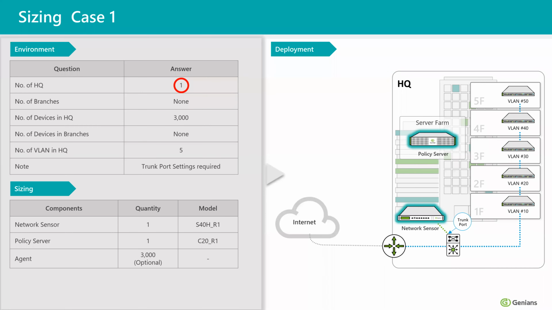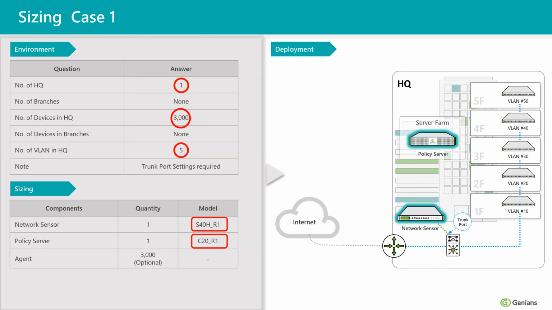The thing that we need to check is how many devices they are managing and how they design their switches in their network. Based on this information, we found that there are almost 3,000 devices in headquarters and the number of VLANs is 5. So I made the sizing of this company consisting of S40H for the network sensor, which can cover 3,000 devices, and C20 for the policy server, which can cover 4,000 devices.